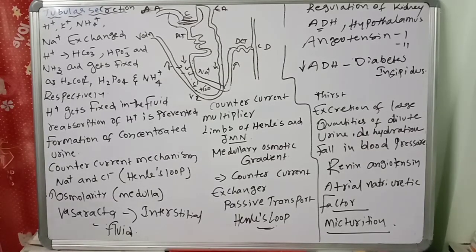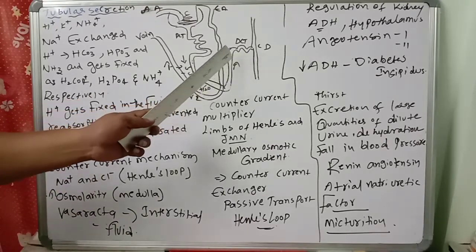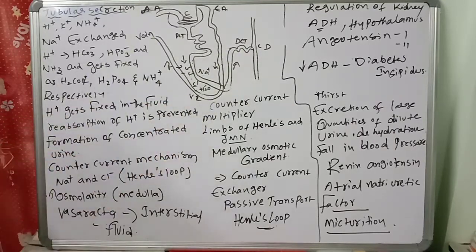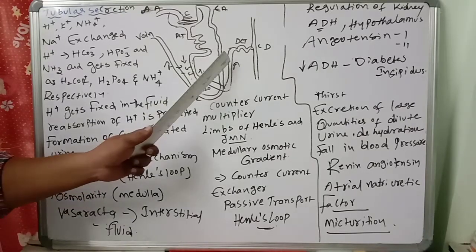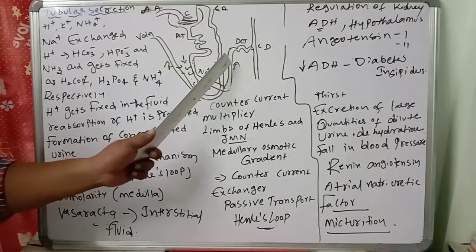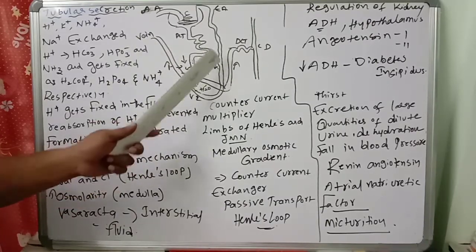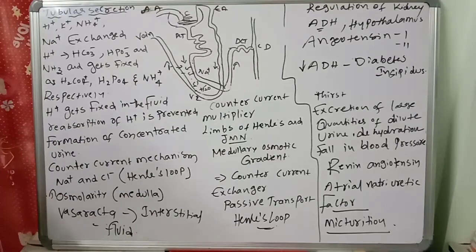Now, formation of concentrated urine by the countercurrent mechanism. Water and minerals are reabsorbed, and only waste materials remain to form urine because of this countercurrent mechanism. Water and sodium chloride are exchanged between the vasa recta and the loop of Henle. One is going up, one is going down, and water is exchanged in between them. Because of this, concentrated urine is formed.